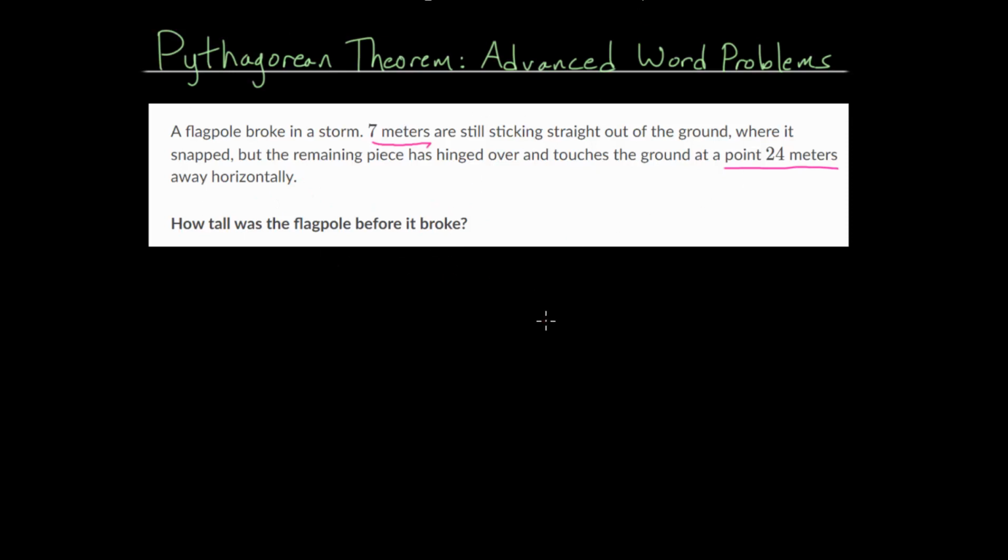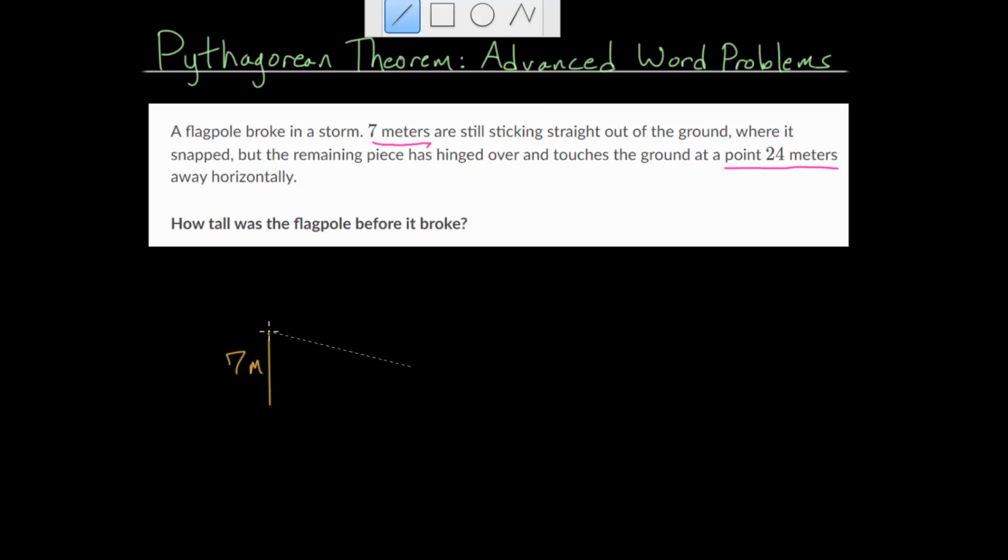So let's draw a picture of this to try and get an idea of what exactly is going on. So we have this flagpole that broke, and we're told 7 meters are sticking straight out of the ground. So we at least have a 7 meter piece that is coming straight up. And where it's snapped, the remaining piece hinged over and touches the ground 24 meters away horizontally.